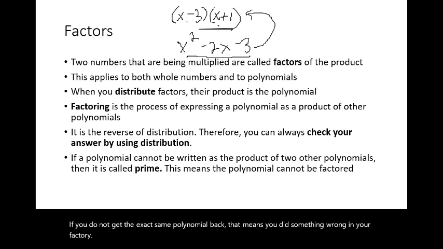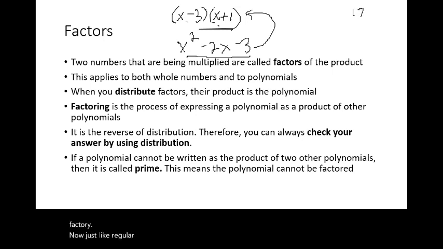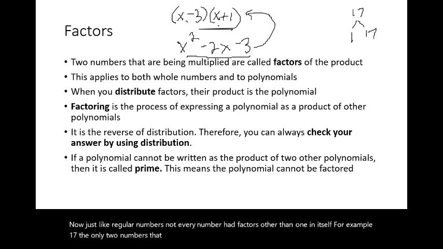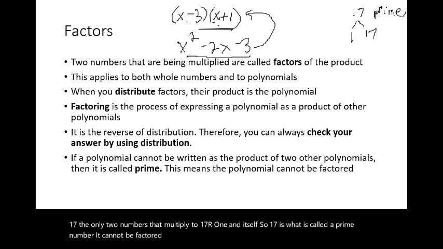Now, just like regular numbers, not every number has factors other than 1 and itself. For example, 17. The only two numbers that multiply to 17 are 1 and itself. So 17 is what is called a prime number. It cannot be factored other than 1 and itself. So a prime number is a number whose only factors are 1 and itself.